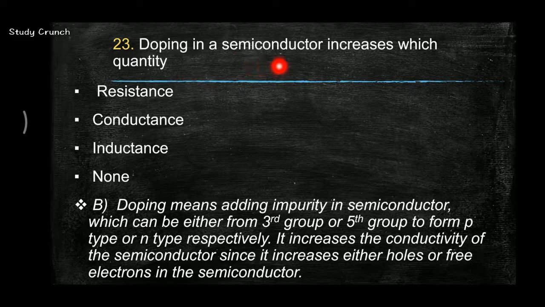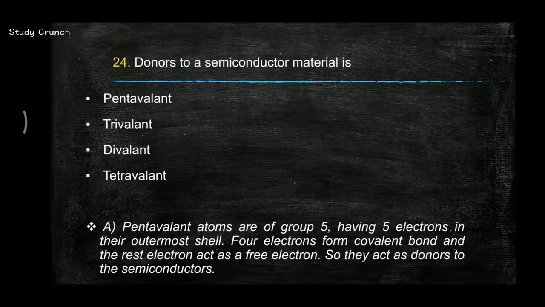Next, doping in a semiconductor increases which quantity? So the answer is it increases the conductance. Doping means adding impurity in a semiconductor, which can be from the third group or the fifth group to form p-type and n-type respectively. It increases the conductivity of the semiconductor since it increases either holes or free electrons. So the answer is B, that is conductance is increased with doping.